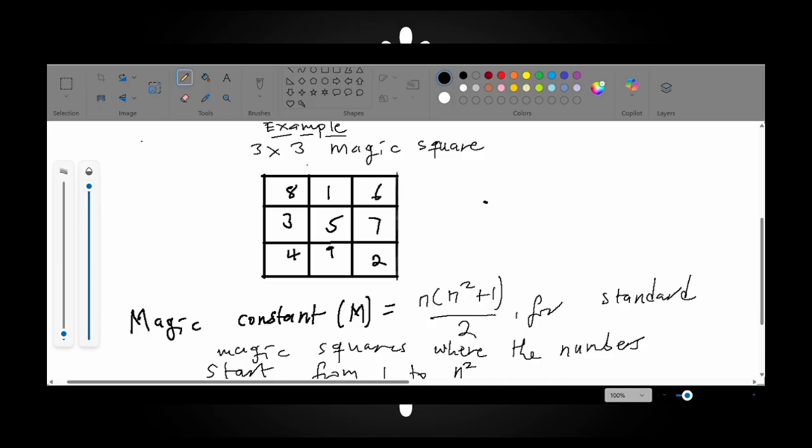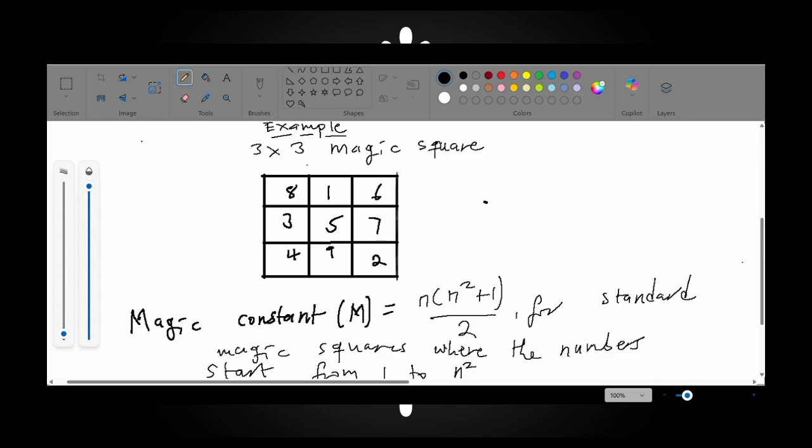Considering this 3 by 3 magic square, it's called a 3 by 3 magic square because we have the rows. How many rows do we have? We have 1, 2, 3 rows. That's the first 3, and the second 3 is that we have 1, 2, 3 columns, right? We have 3 rows and 3 columns, right? That is why we call it a 3 by 3 magic square.